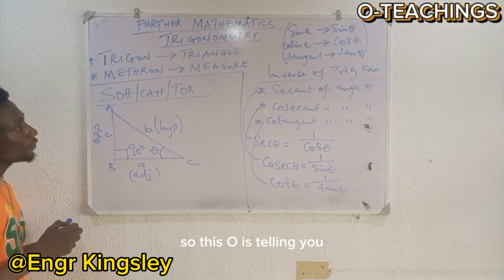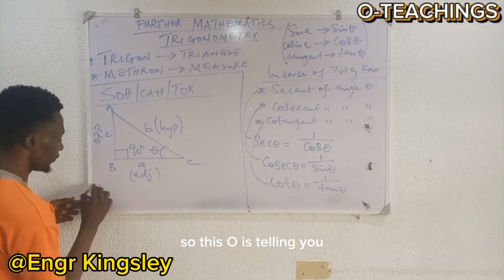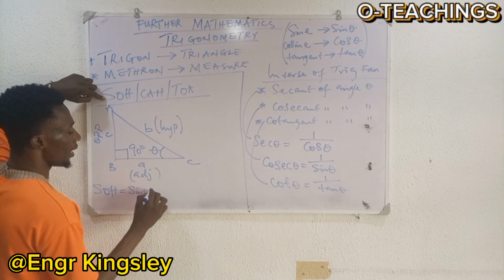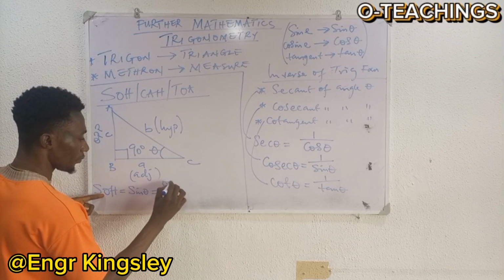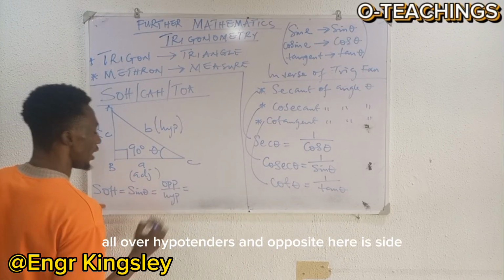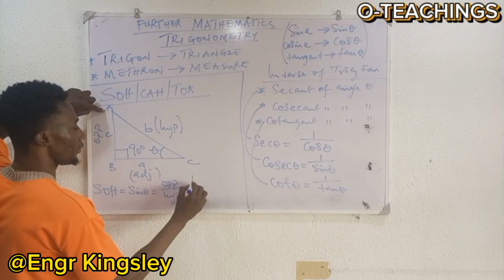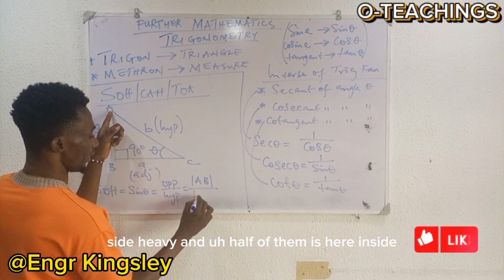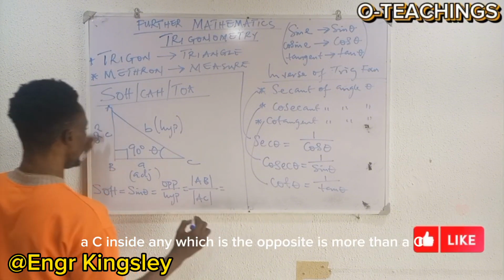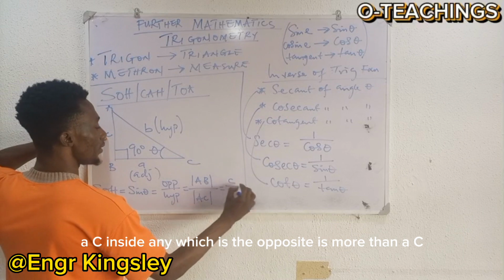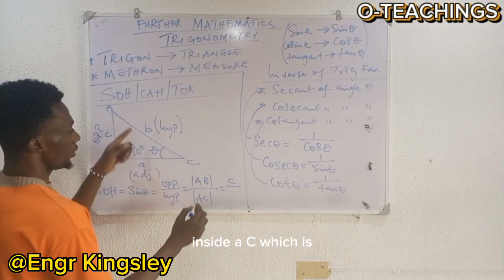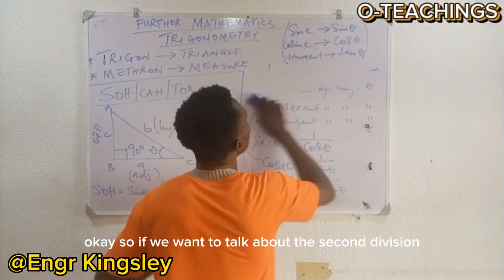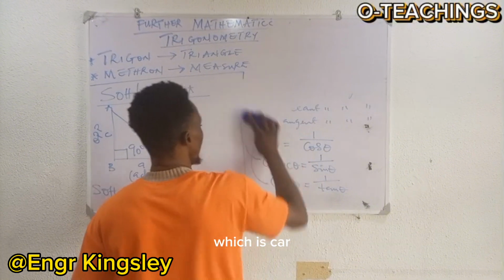The first division is telling you that S stands for sine theta, and sine theta is opposite all over hypotenuse. Opposite here is side AB, and hypotenuse here is side AC. Side AB, which is the opposite, is small letter c, and side AC, which is the hypotenuse, is small letter b.